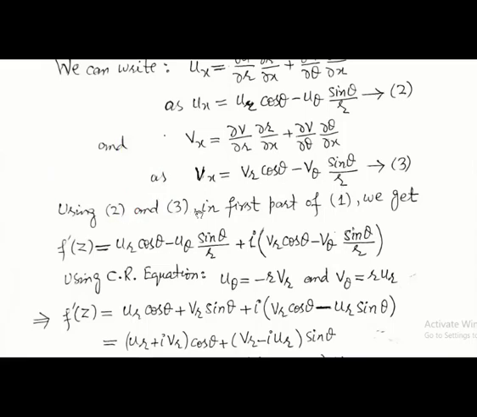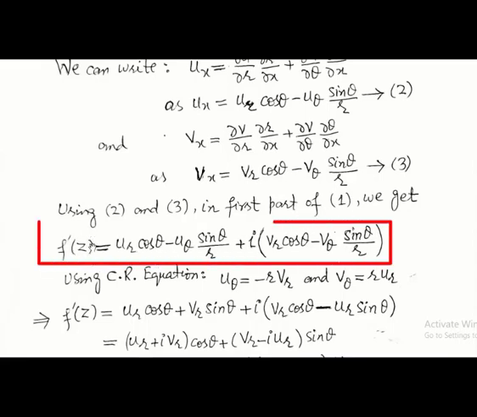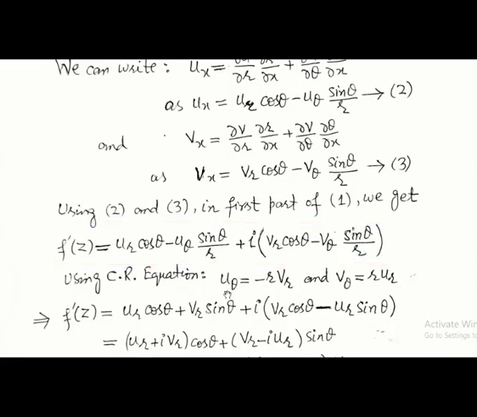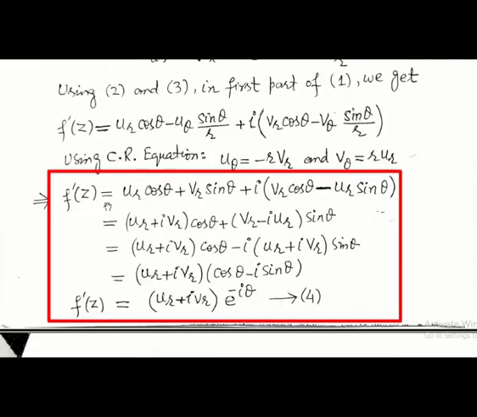Using equation number 2 and 3 in the first part of equation number 1, we get f prime z is equal to u of r cos theta minus u of theta sin theta over r plus iota into v of r cos theta minus v of theta sin theta over r. Using CR equations in polar form, f prime z will be equal to u of r cos theta plus v of r sin theta plus iota into v of r cos theta minus u of r sin theta.